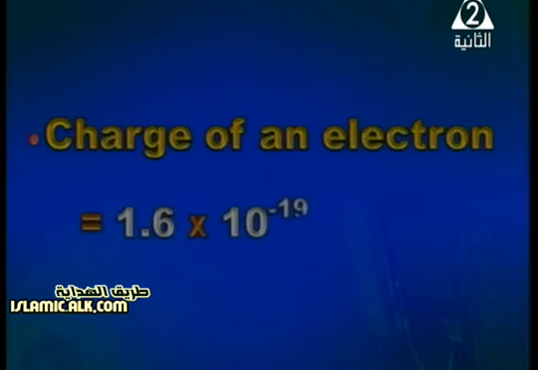And now, what about the amount of charge carried by just 1 electron? The charge of 1 electron, denoted by a small e, is equal to 1.6 times 10 to the power of negative 19 coulomb. So talking about the charge of 1 electron, it is equal to 1.6 times 10 to the power of negative 19 coulomb.